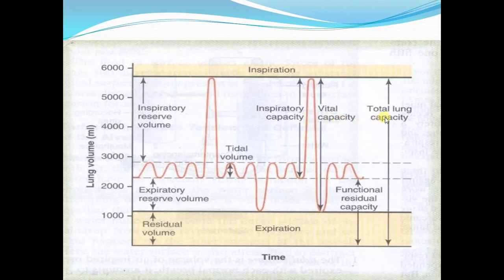Then we have the total lung capacity. Now total lung capacity is the maximum volume of air with which the lungs can be inflated. It is a combination of all 4 lung volumes: the tidal volume, inspiratory reserve volume, expiratory reserve volume, and the residual volume.